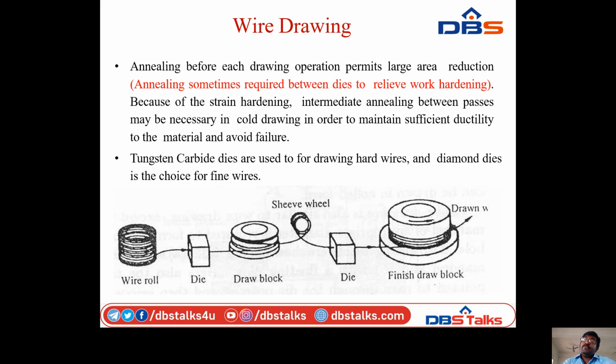The annealing before each drawing operation permits large area reduction. Annealing sometimes is required between dies to relieve work hardening. Because of the strain hardening, intermediate annealing between passes may be necessary in wire drawing in order to maintain sufficient ductility of the material and avoid failure. Tungsten carbide dies are used for drawing hard wires and diamond dies for fine wire.